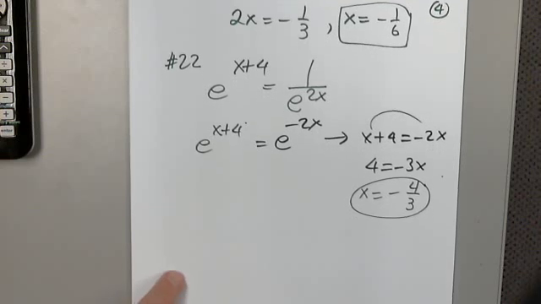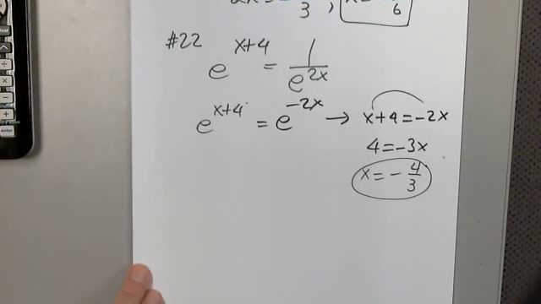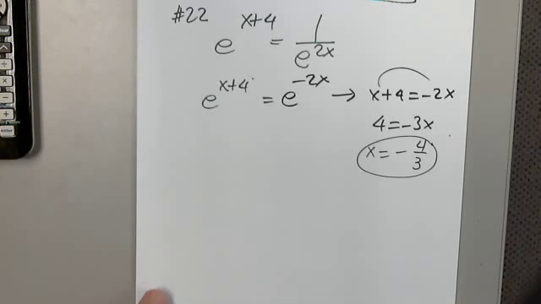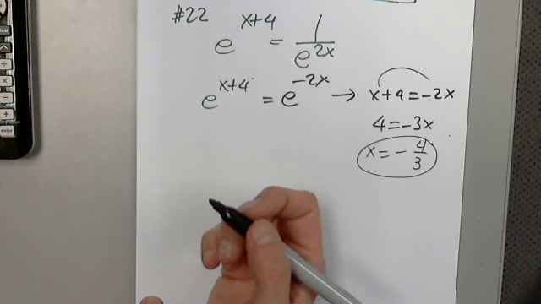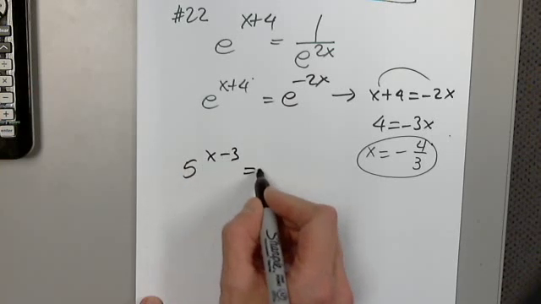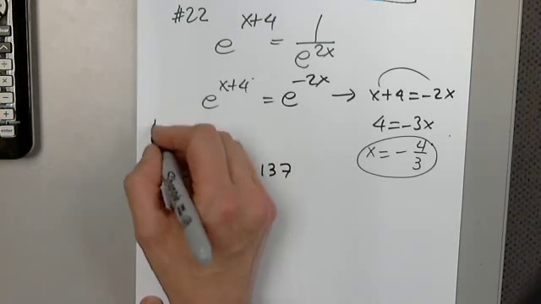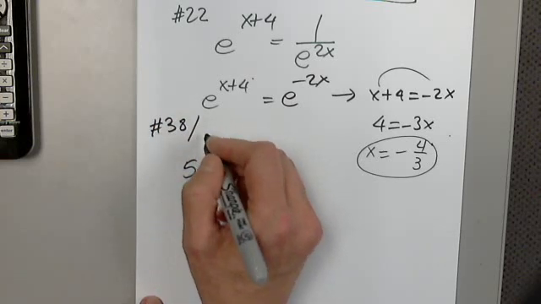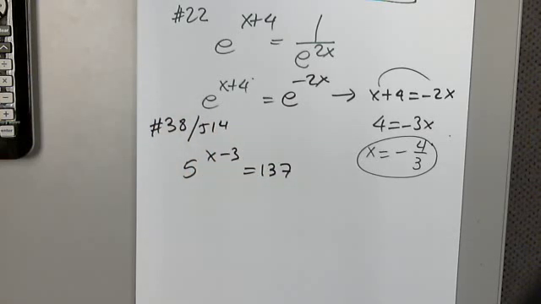Okay. So now let's look at the next level of exponential equations. Like, let's say 5 raised to x minus 3 equals 137. I picked problem 38 on the same page, 514. Now, regardless of how much we really would like to have the same base on both sides, in this case, it's impossible. There is no way I can present 137 with a base of 5.